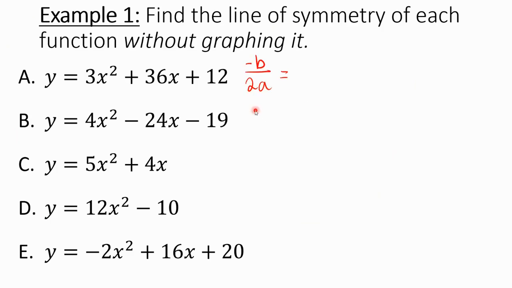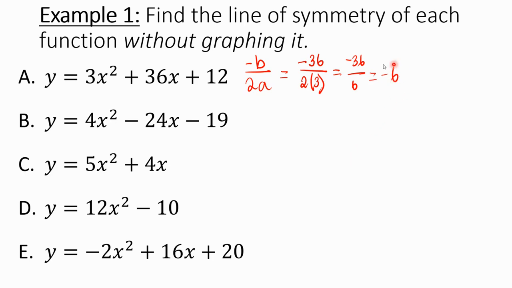All right, so what is my b? Remember, b is the middle number, ax squared plus bx plus c. So it's going to be 36 in this case. So I need -b, -36, over. Now I need 2 times a. What's my a? It's 3. So 2 times 3. All right, 2 times 3 is 6. -36 over 6. And -36 over 6 is -6.